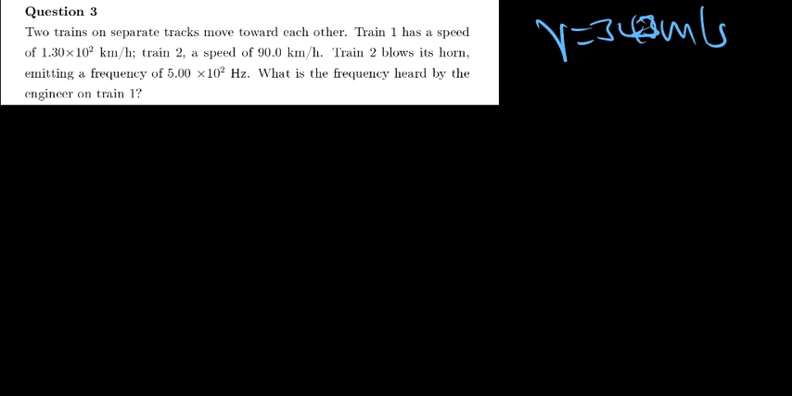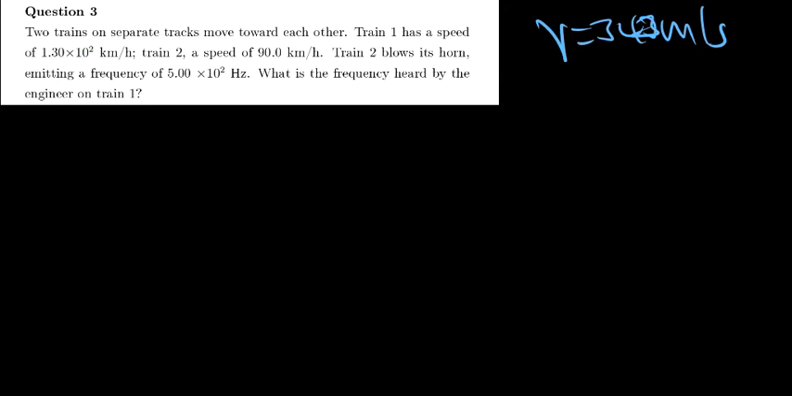Again, from there you can't really know whether this train is the source or the observer. Let's continue reading the question. Train 2 has a speed of 90 kilometers per hour. Again, from there we can't know. Full stop. Train 2 blows its horn, emitting a frequency of... The one which is blowing the horn or emitting the frequency is what? Exactly, it's the source. Then what is the frequency heard by the engineer on train 1?